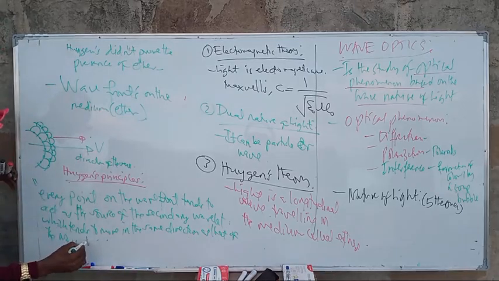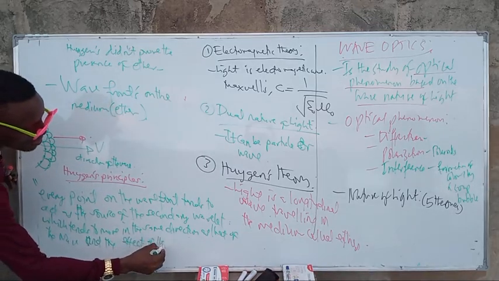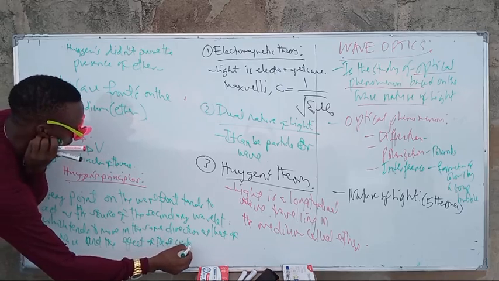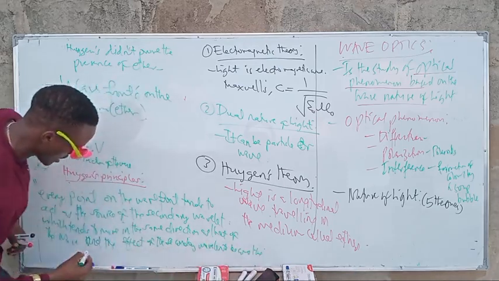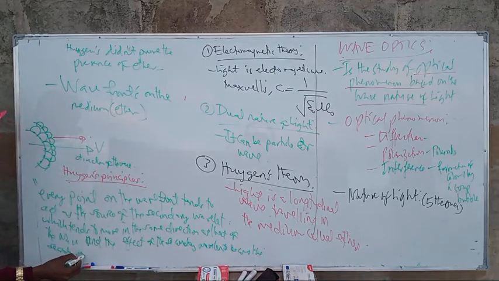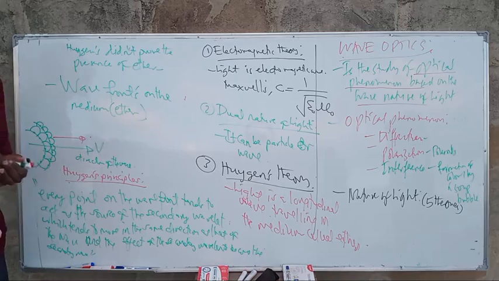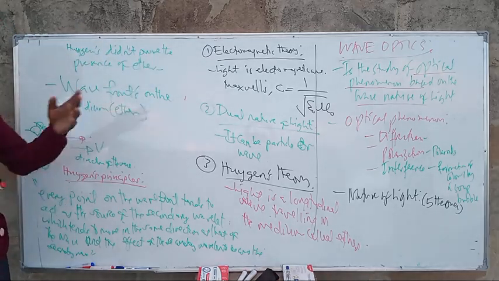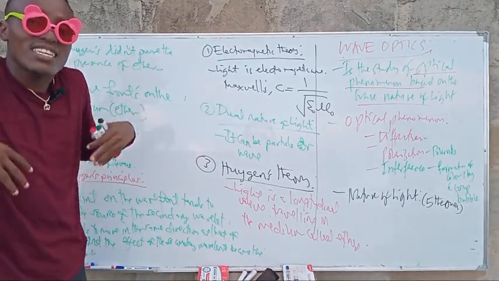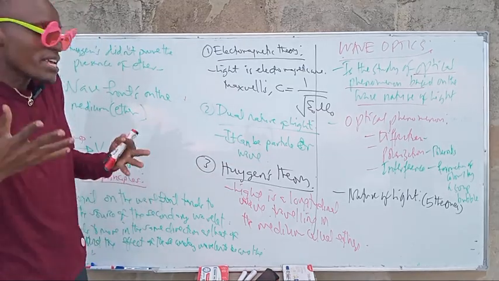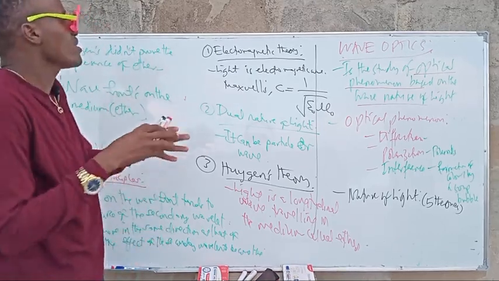So the summation of the effect of the secondary wavelets becomes the secondary wavefront. So he says that every point on the primary wavefront acts as a source of the secondary wavefronts. That's what he says. The Huygens theory is based on the principle that light is a longitudinal wave traveling in the medium called ether, and not an organic ether that you know. He just assumed a certain medium, which he didn't prove.